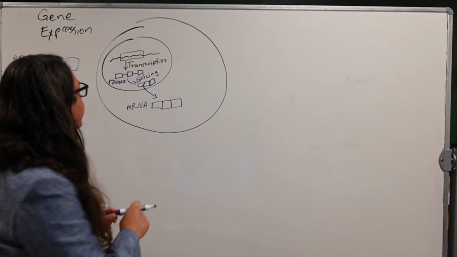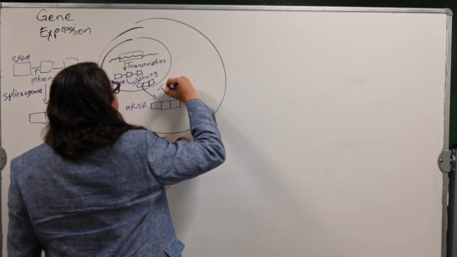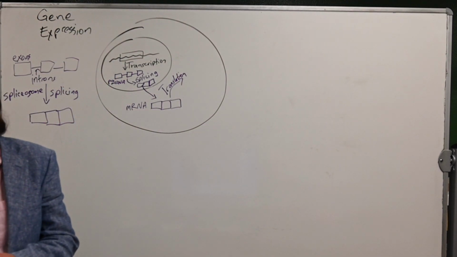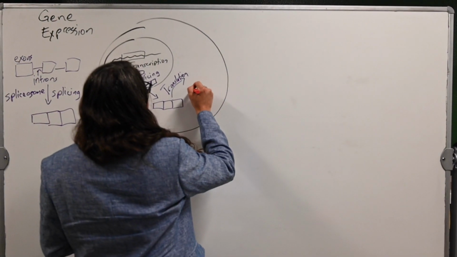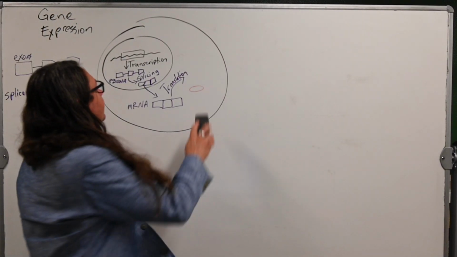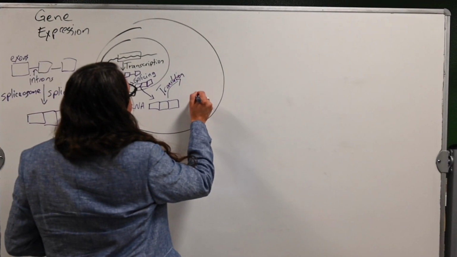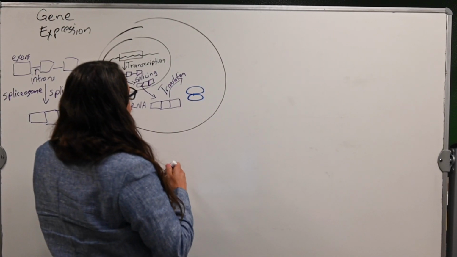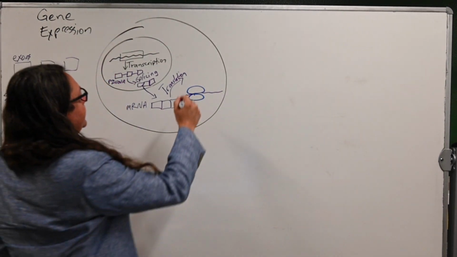Translation. Right, so now we get translation. So for translation, what needs to happen? The mRNA needs to enter. Yeah, enter. Right, it goes into the ribosome, and with the help of what molecule? tRNA. Right, the tRNA. We're going to make a protein, right? So we're going to get protein synthesis.